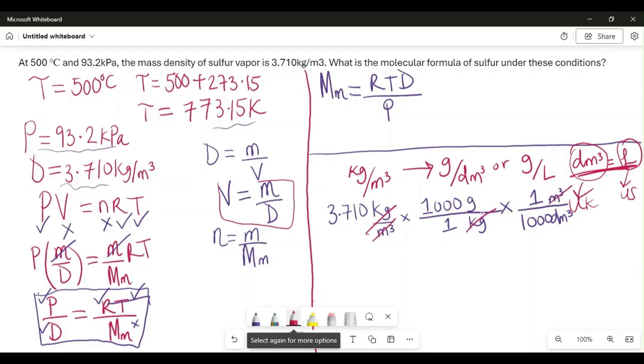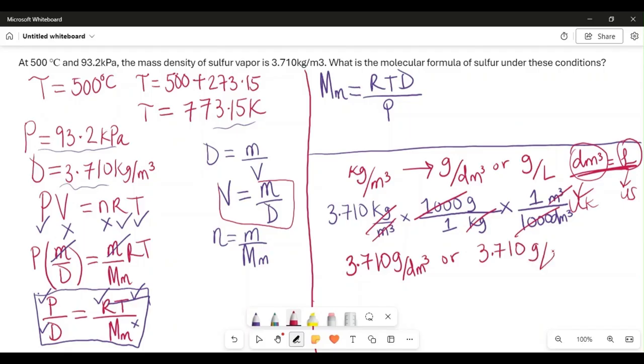And what you end up with is gram per decimeter cubed. But the thing now is we have a 1,000 up top and a 1,000 at the bottom, so we just simply cancel that out and write the new unit conversion of the value to be 3.710 gram per decimeter cubed, or 3.710 gram per liter. So that is how it's done.